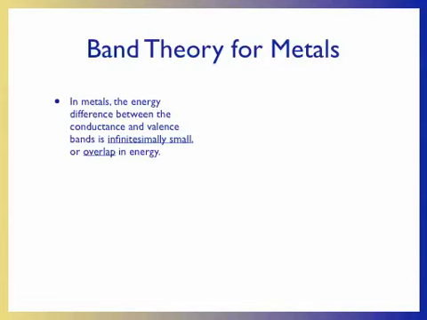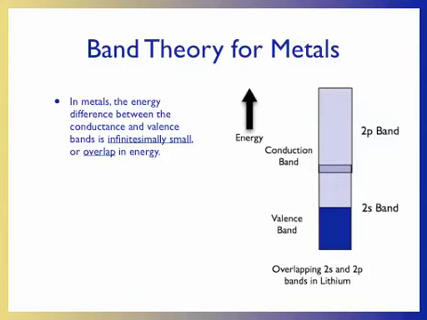For metals, the difference between the conduction and valence bands is usually infinitesimally small, or they overlap in energy. Lithium, as we saw from the other page, has a half-filled 2s band. It also has a 2p band, formed from the combination of the empty 2p orbitals for lithium. The unfilled molecular orbitals from the 2s band and the 2p band overlap in energy. These empty molecular orbitals form the conduction band for lithium.